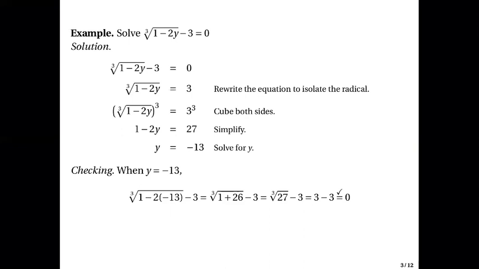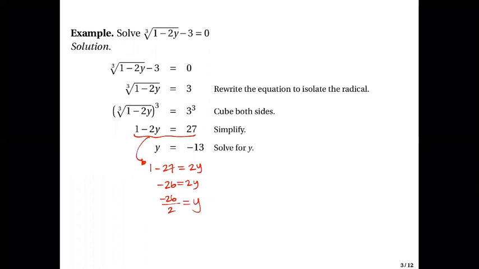Sir, could you please go back to where we get negative 13, please? So well, we get negative 13. It's in here. So we move this to this side, and then we move the negative 2y to that side. Okay, sir, thank you. You're welcome.